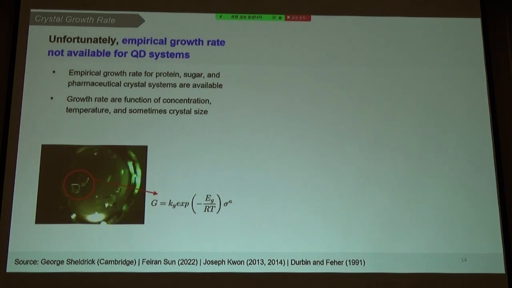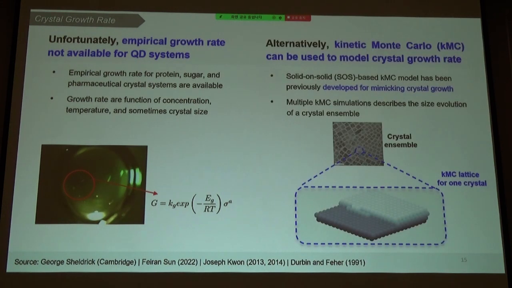You can actually find many empirical growth rate relationships, but the problem is that, particularly for QDs, there are not many fundamentally correct models that have reached some consensus among different researchers. There are no such kinetic models for QDs. So what we were trying to do is calculate the growth rate from scratch by using something called kinetic Monte Carlo simulations.